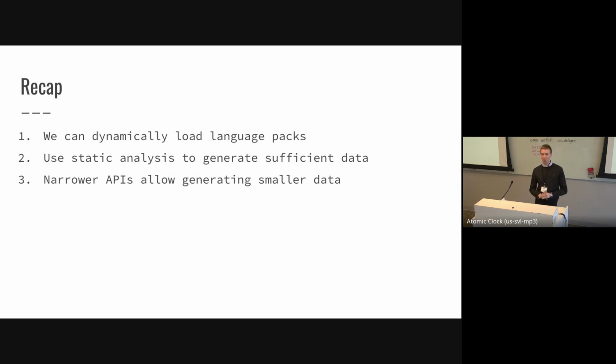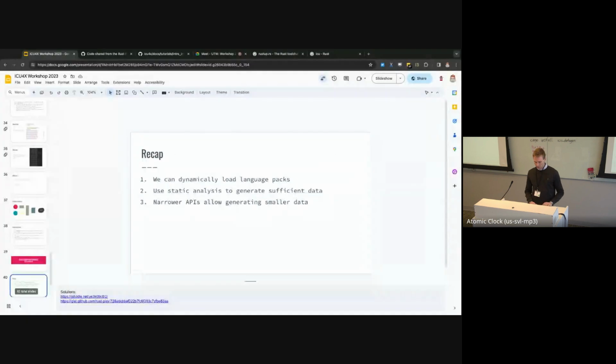Okay, so what did we just do, or what did we just try to do? We saw that we can dynamically load a language pack if the data seems to be missing. We can also use static analysis. So if you've gotten to part 3, and you use the keys for bin flag, this is static analysis to generate data for your specific binary. And then if you've gotten to part 4, we can use narrow APIs to generate smaller data. So if you use the typed datetime formatter, that doesn't need nearly as much data as the datetime formatter because it only works for a single calendar.